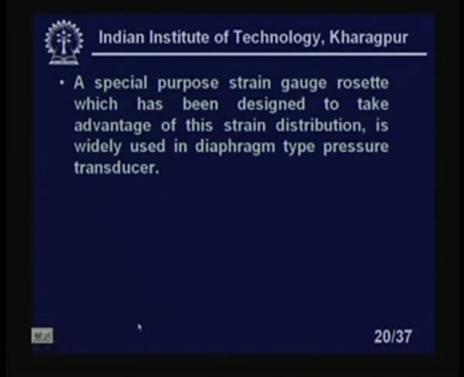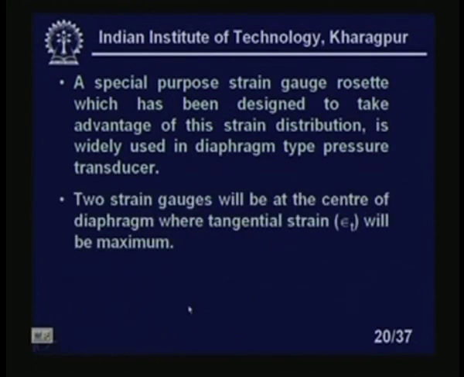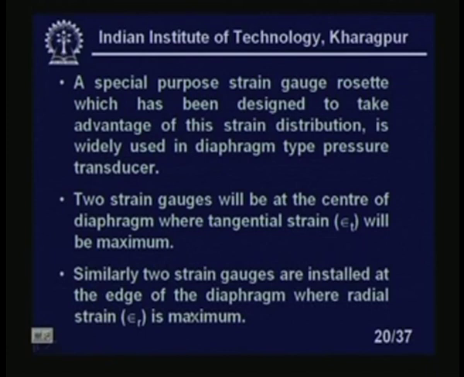A special purpose strain gauge rosette has been designed to take advantage of this strain distribution and is widely used in diaphragm type pressure transducers. Two strain gauges will be at the center of the diaphragm, where tangential strain will be maximum, and two strain gauges are installed at the edge of the diaphragm, where the radial strain is maximum.